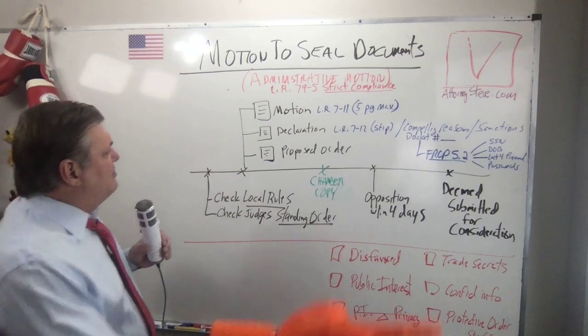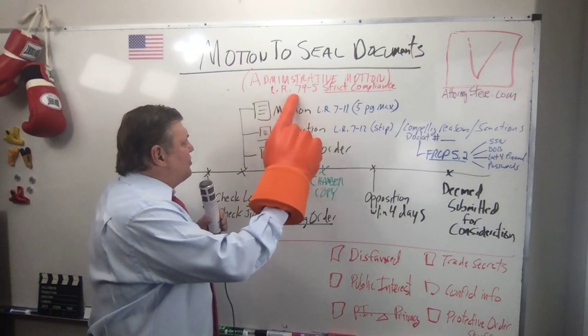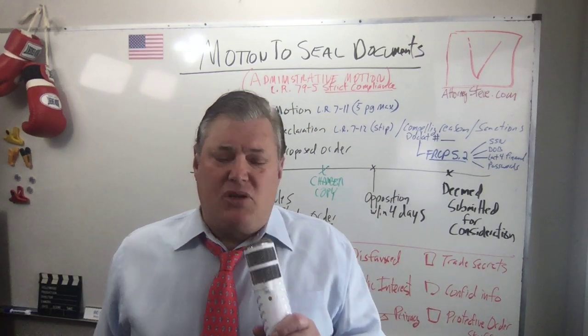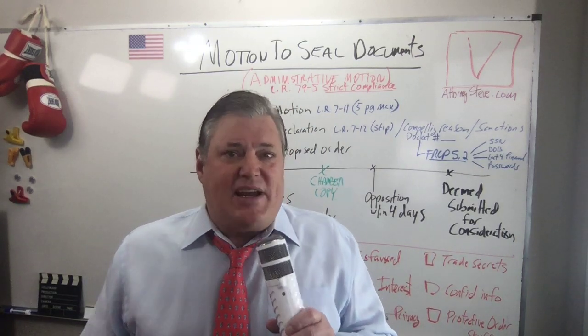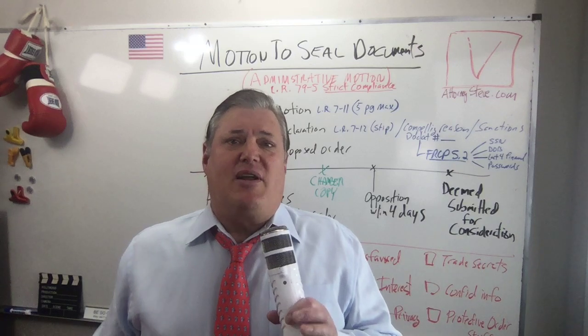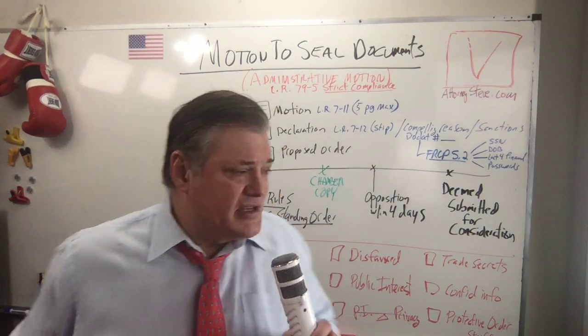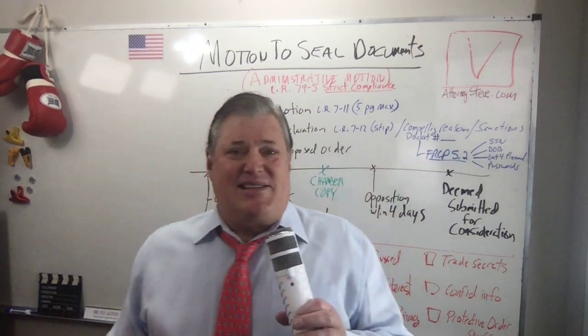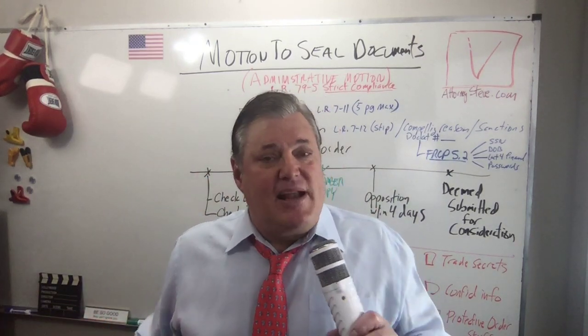In California, we are looking at Northern District Local Rule 79.5. You can look that up on Google. Strict compliance, it says here, okay? You want to make sure you're following all this stuff I'm going to tell you here. And if you do that, you've got a better chance at success. If you don't do that, you might have a problem.